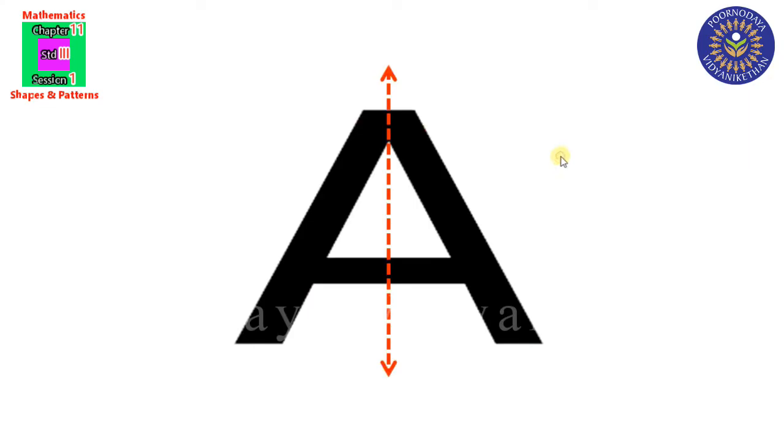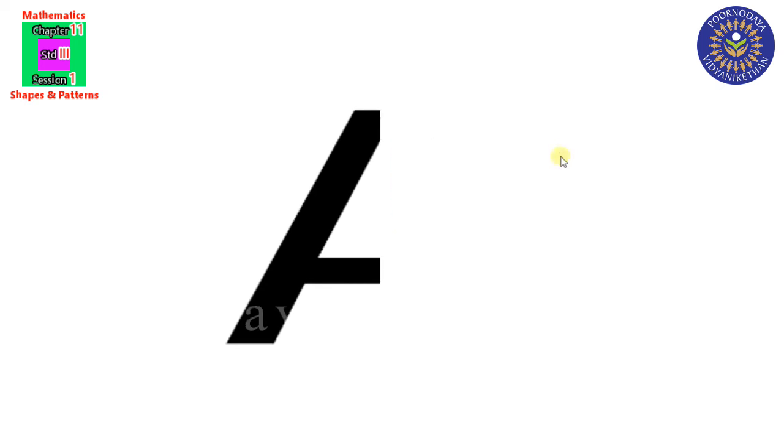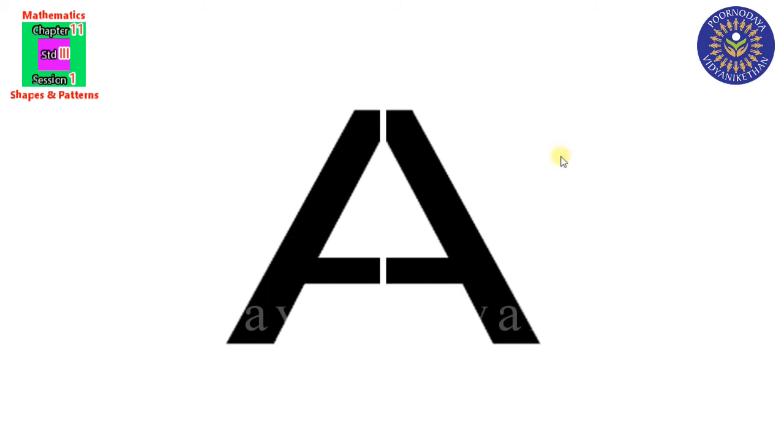Clear? One more example. This is capital letter A. If we draw the line of symmetry like this, we will get two equal halves. The right part is like this and the left part is the same as the first part. Clear? Now we can say these are also symmetrical.